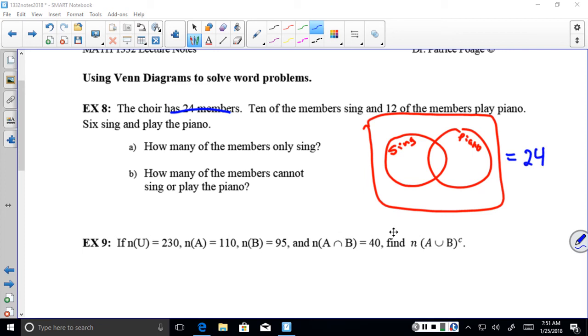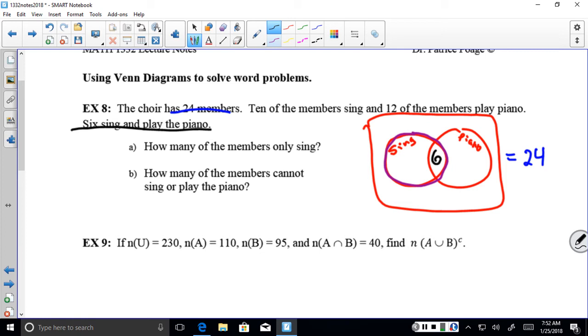What we know right now, it says 10 of the members sing. That means this entire circle for sing is going to add up to be 10. We don't know how to split that number yet. We don't want to just put a 10 there because there could be people in here. And it says 12 of the members play the piano. So the whole piano circle adds up to 12. This is the first number we could put in. 6 sing and play the piano. So we can put 6 people right there.